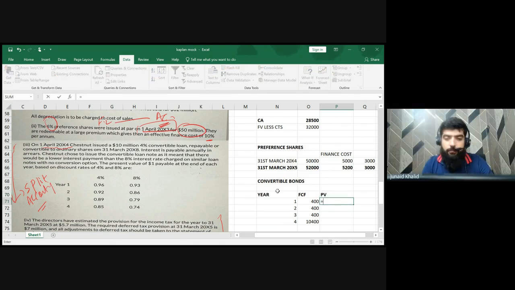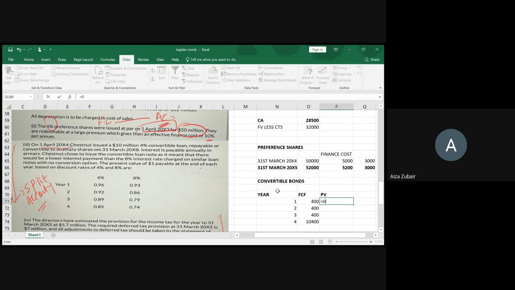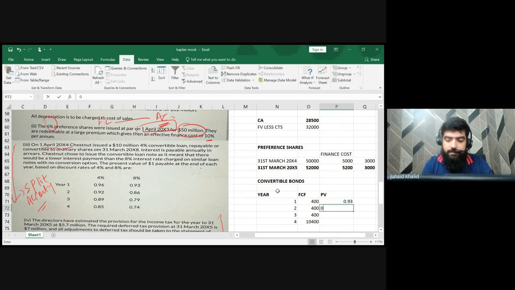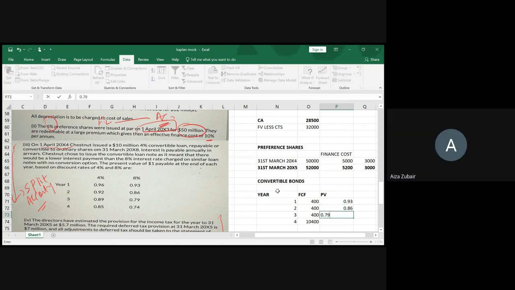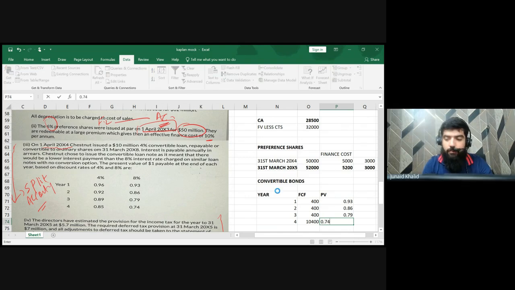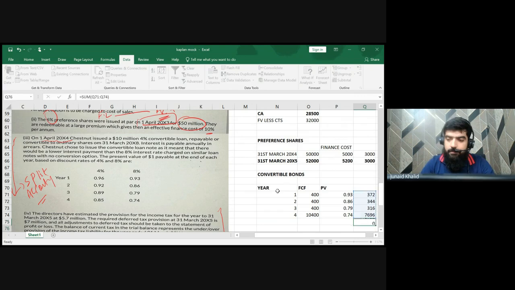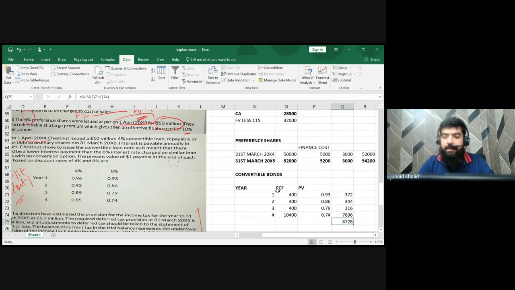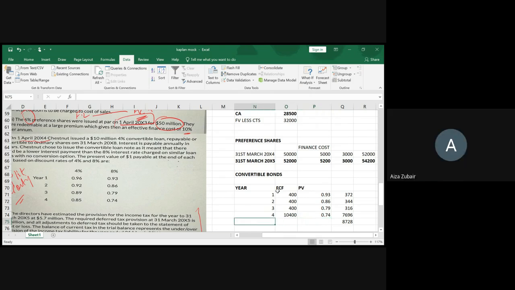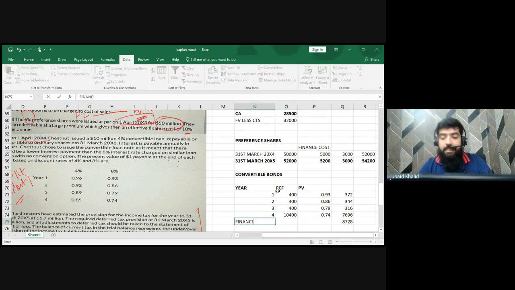Yes. For year 1, the discount factor that we are going to take is 0.93. Then 0.86, then 0.79 and then 0.74, right? So we are going to multiply these, and we are going to total it. So this is 8,728. Can you please let me know what is that 8,728? The liability. Very good.